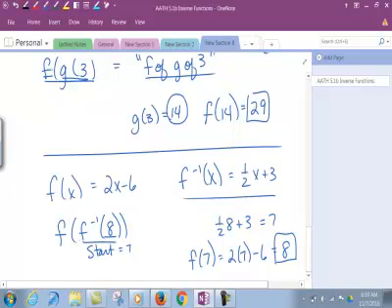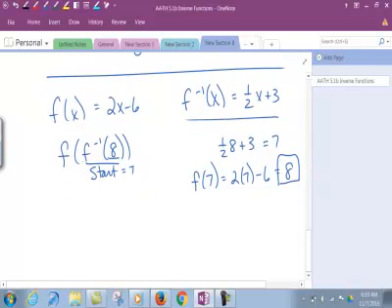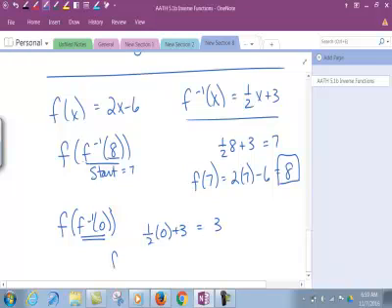Okay, let's try it with one more. Just because it worked on that one doesn't mean it will always work. All right, so this time let's do f of f inverse of 0. Right, so we're going to put 0 into the inverse, so 1/2 times 0 plus 3 equals 3. And then let's do f of 3, and we get 2 times 3 minus 6, and we get 0.